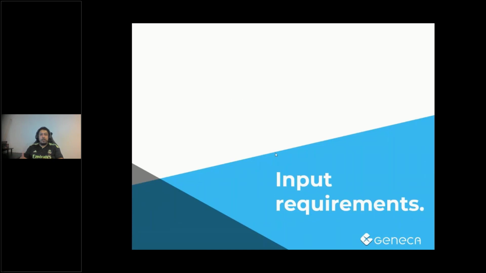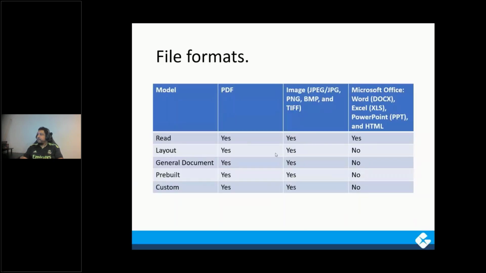So the input requirements for all these APIs. As far as file formats go, the read API is the one that supports the most. You can do PDFs, images, and even Microsoft Office documents. For the rest of them, you can use PDFs and images, but as of right now, Microsoft Office documents are not supported. So you're going to have to stick with either PDFs or images of your documents.